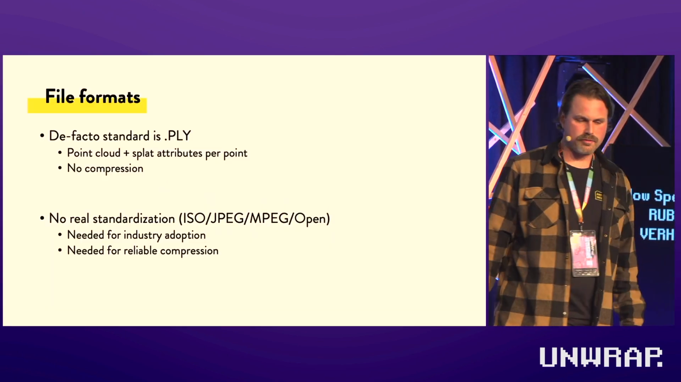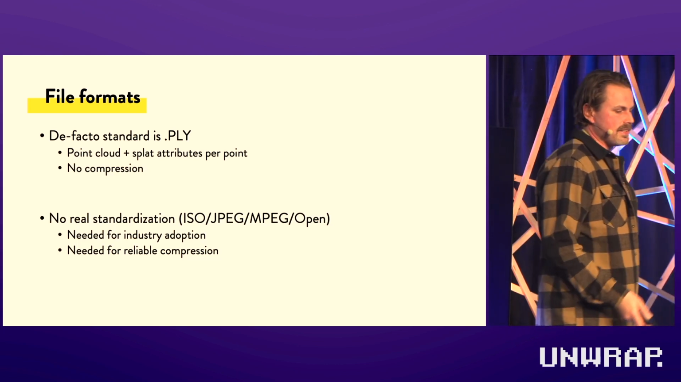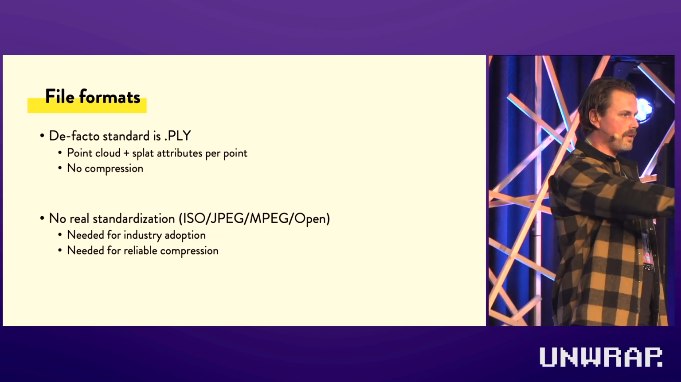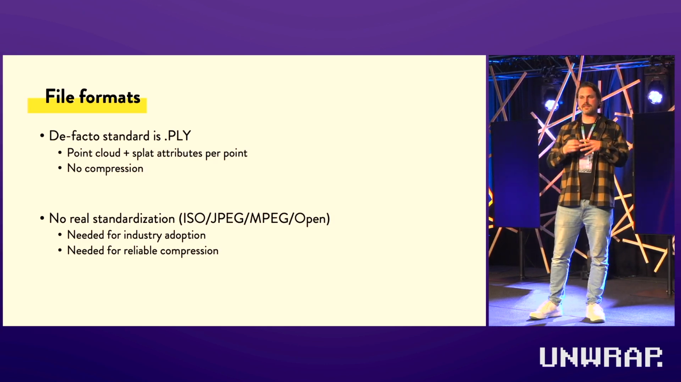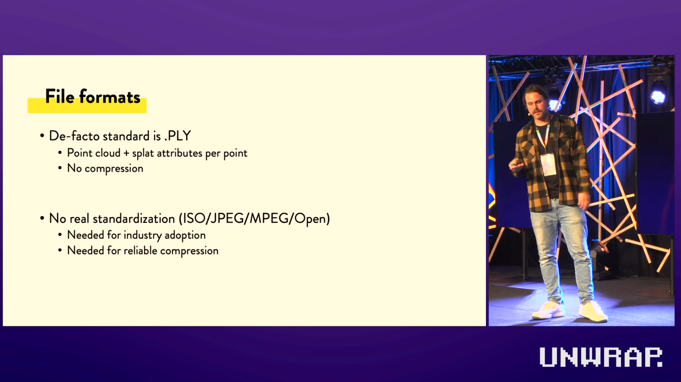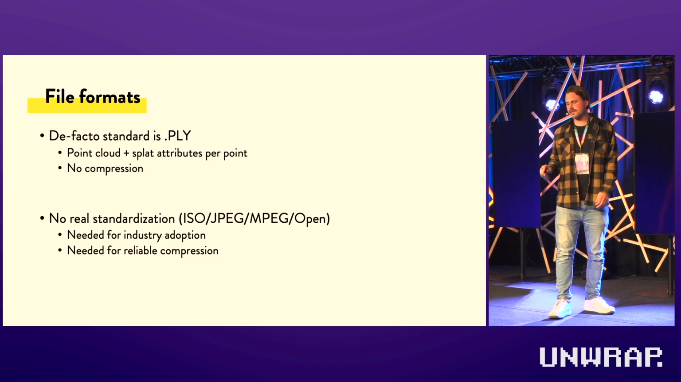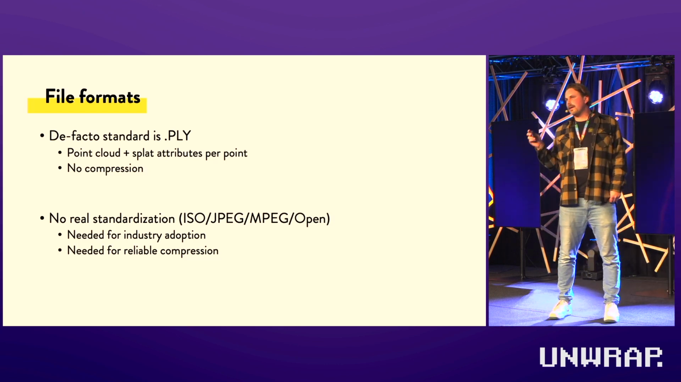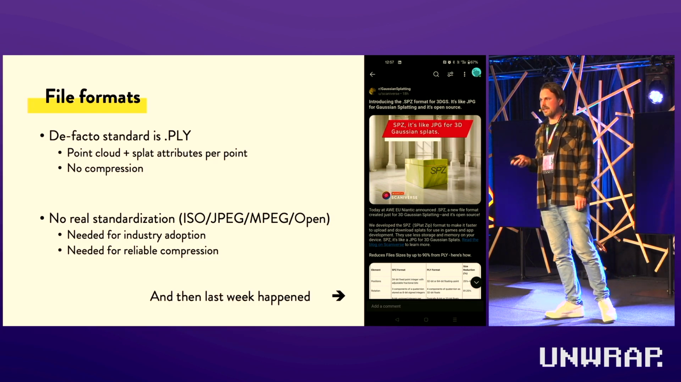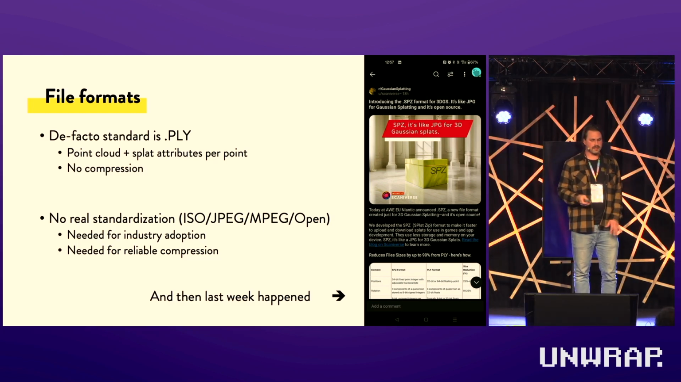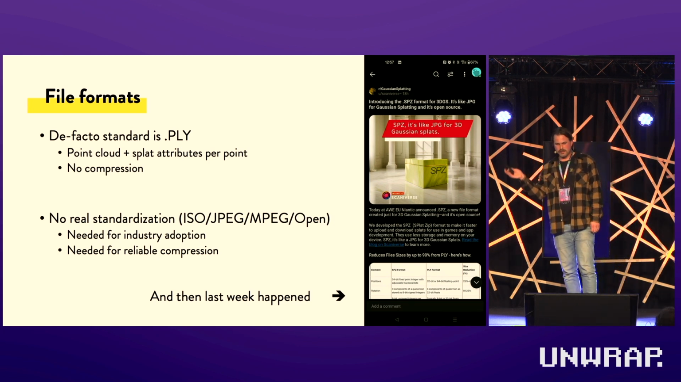File formats, everybody's favorite. The de facto standard is .ply. It's basically like a point cloud, but with splat attributes per point. So it extends the parameters for the kernel, for the color function, etc. There is no compression. There is no real standardization at the moment. No ISO, no JPEG, no MPEG. There was no open one until last week, because every time I open my computer, I need to update my slides. That's basically how fast it goes nowadays. It's basically SPZ. It claims to be the JPEG for 3D Gaussian splats.